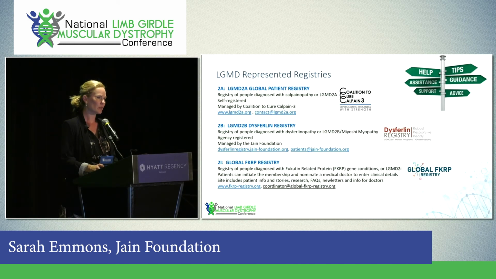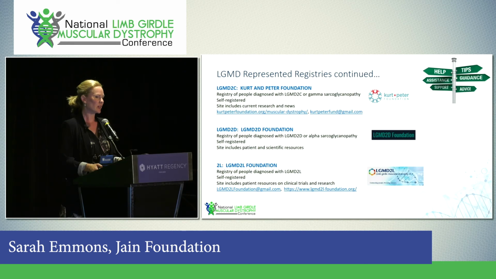The Dysferlin Registry that we've been curating at the Jane Foundation, it is our agency registers patients, so if patients want placement in that registry, they inquire with us because it's a genetically confirmed diagnosis registry. So we're really trying to prepare for clinical trial recruitment, zero downtime. So having patients who are genetically confirmed in that registry is important, which is why it's agency entered. But we also help people who have unclear diagnosis. And then the global FKRP registry for LGMD2I. This is really unique in that patients can nominate a doctor to enter their clinical details into this registry.